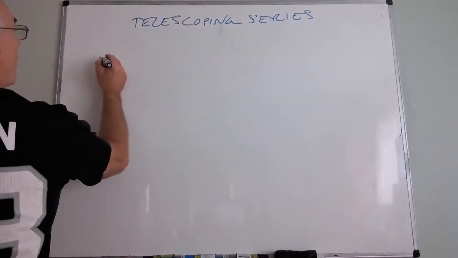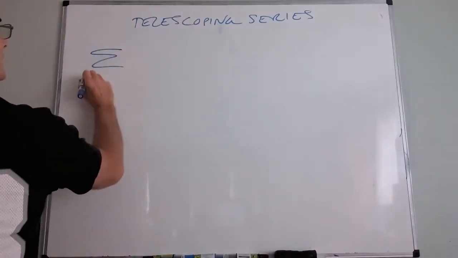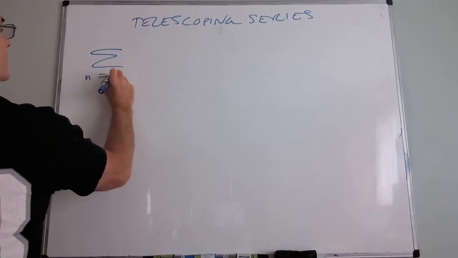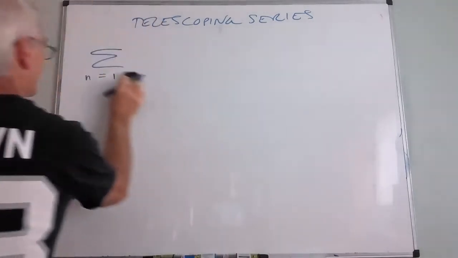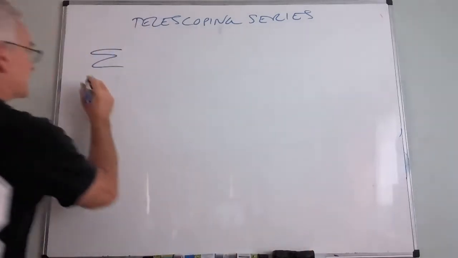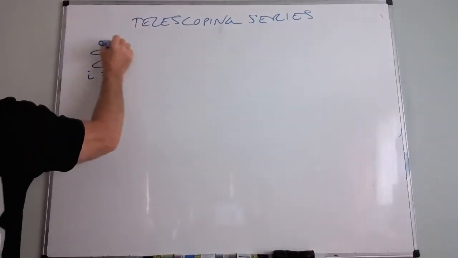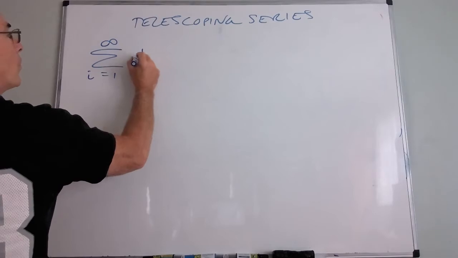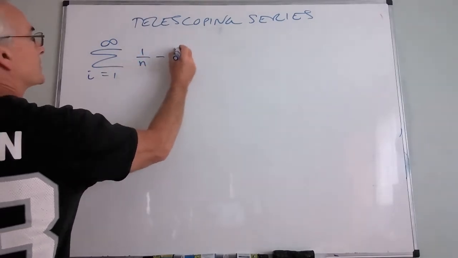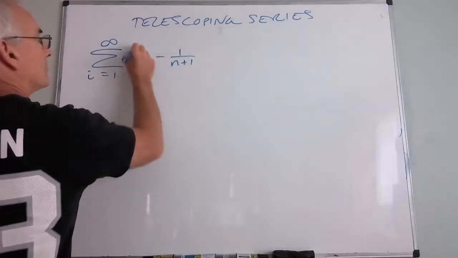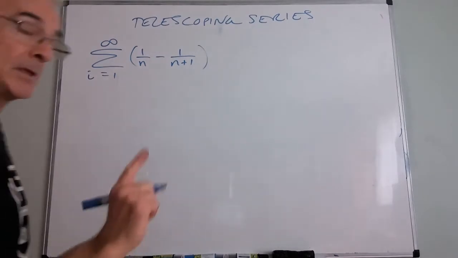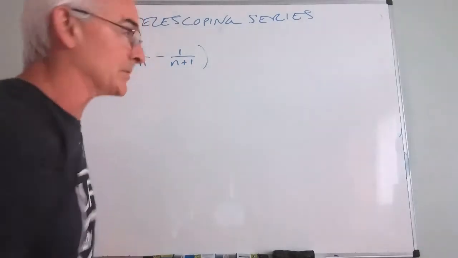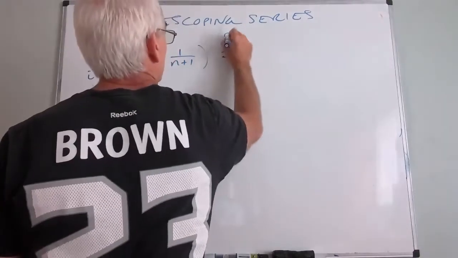So for example, what if I had a sum, let's say n equals 1. Actually, I'm going to use i in this case because I'm going to use n for something else. Let's say i equals 1 to infinity of 1 over n minus 1 over n plus 1. Now, this is confusing right off the bat. Now, let me ask you a question. Is the following statement true?